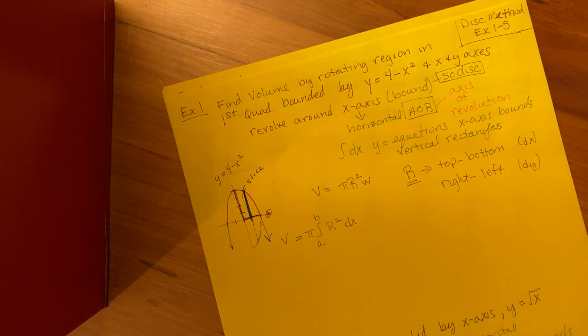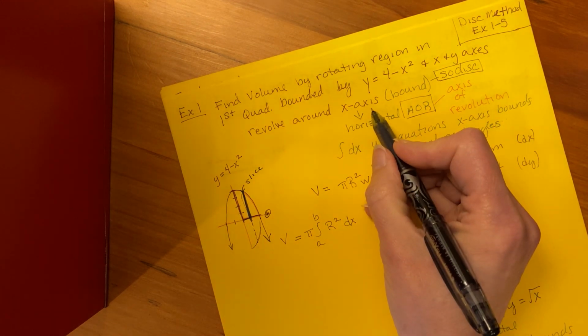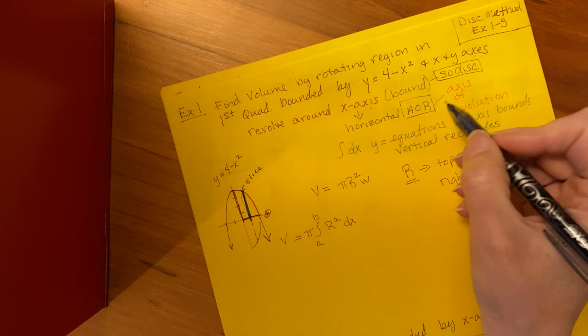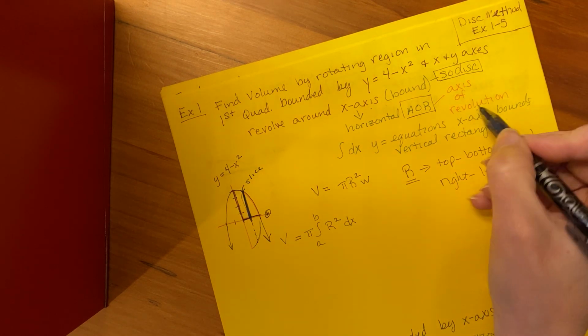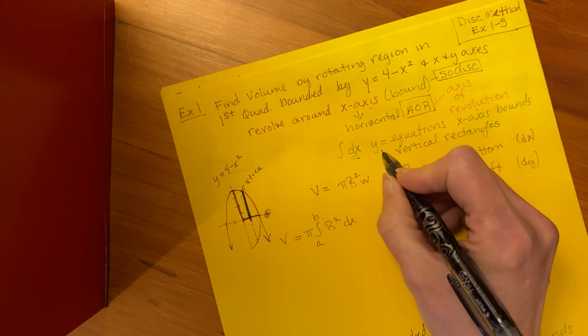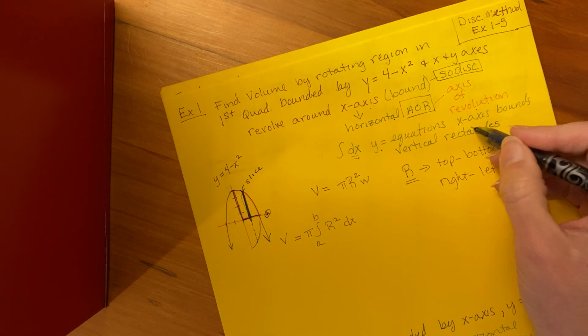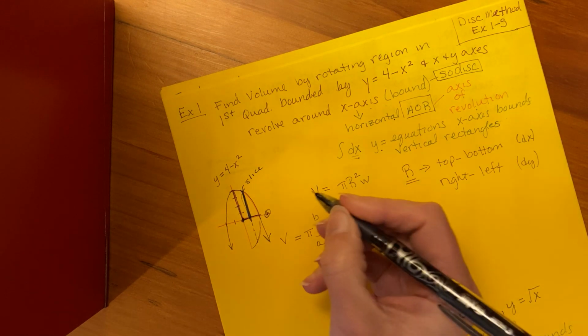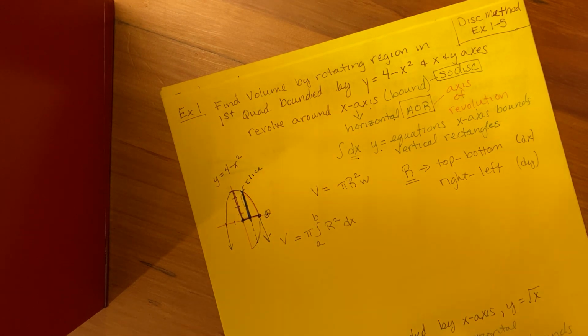Whew, so let's try this. We're revolving around the x-axis, all right? That's a horizontal revolution, so my axis of revolution is the x-axis. I want to do this with respect to x. I want my equations to be y equals, and my bounds are going to be along the x-axis. So for us, that's going to start here at (0, 0), and then we'd have to know where that crosses right there to figure out our bounds.